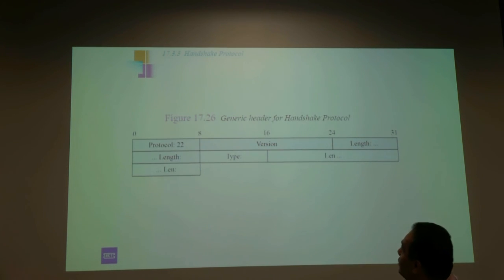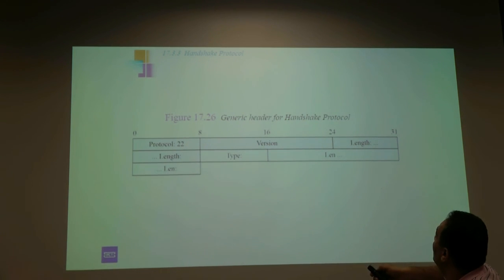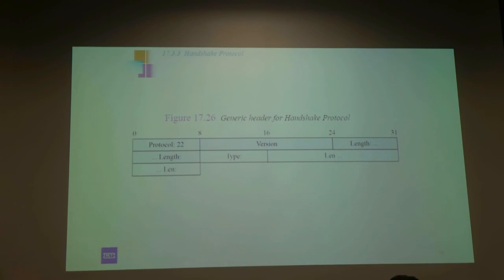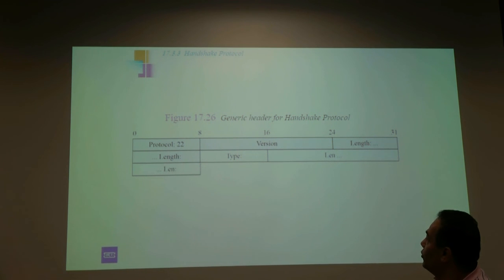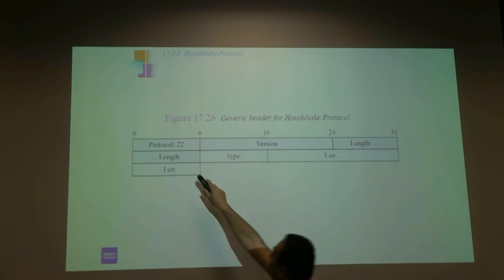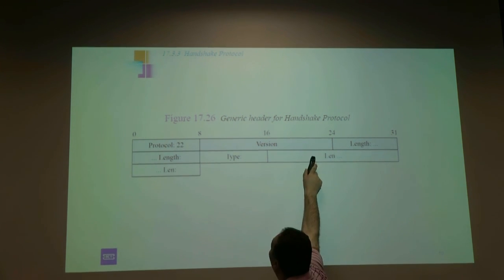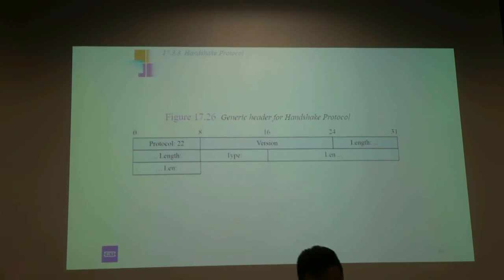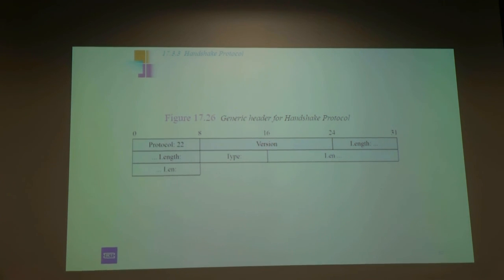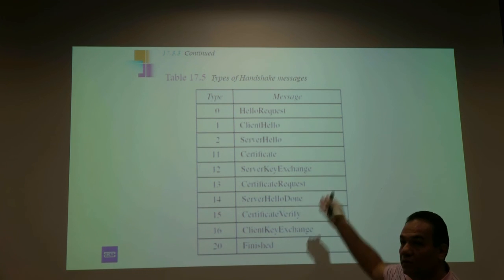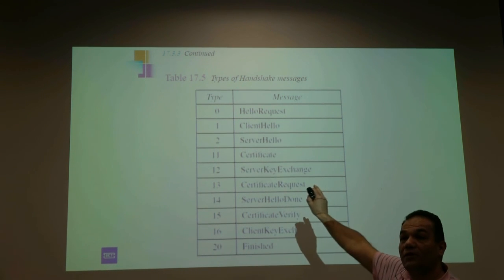Then we have the third, which is the generic header, the handshake protocol, number 22. Protocol 22, version, and we have the type and the length of the message. For the type, this 1 byte field defines the type of the message. So far, 10 types have been defined. These are the 10 types that have been defined for the handshake.